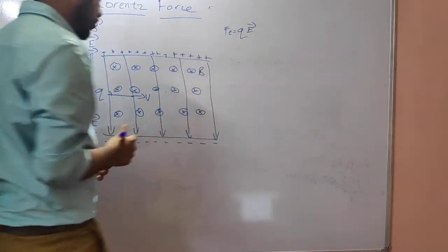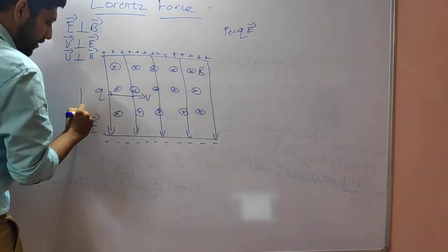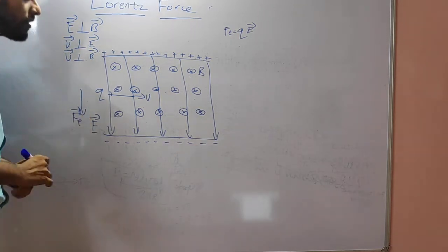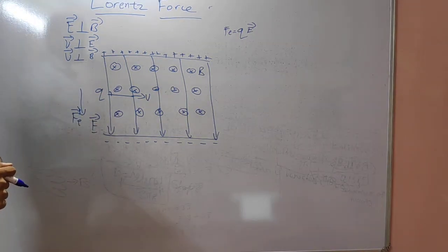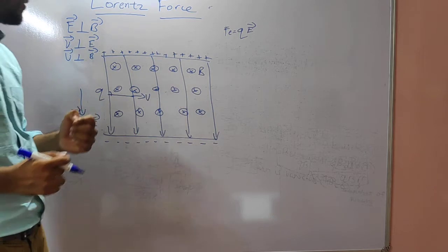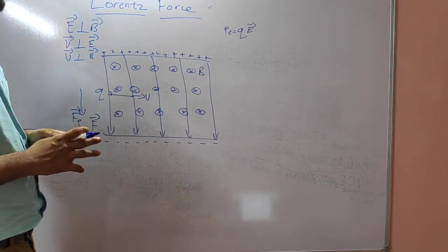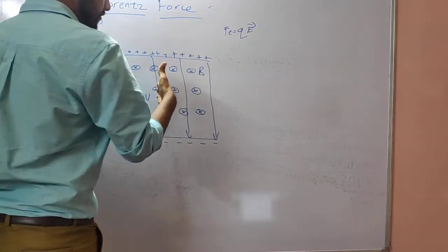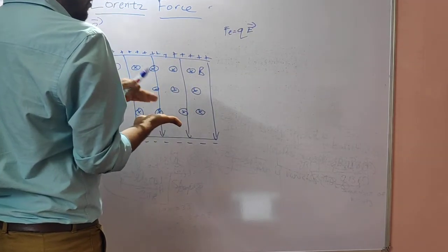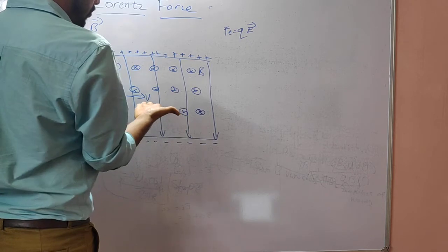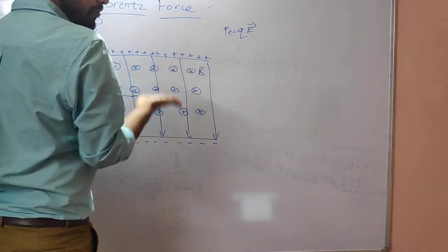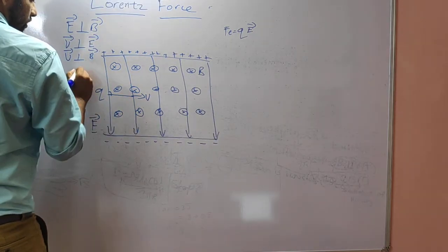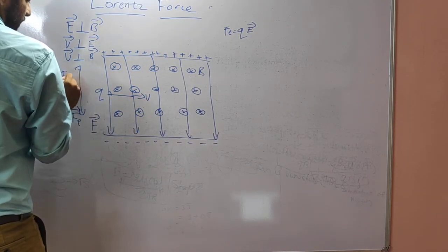Fe equals to QE, and that will be in the downward direction. This is the direction of QE. Now what will be the direction of magnetic force due to magnetic field? We again take the right hand rule. The direction of magnetic field is this, direction of velocity is shown by the thumb. So what will be the direction of force? It will be in upward direction, that is the direction of palm. So here it will be in the upward direction, that is I can say Fm.